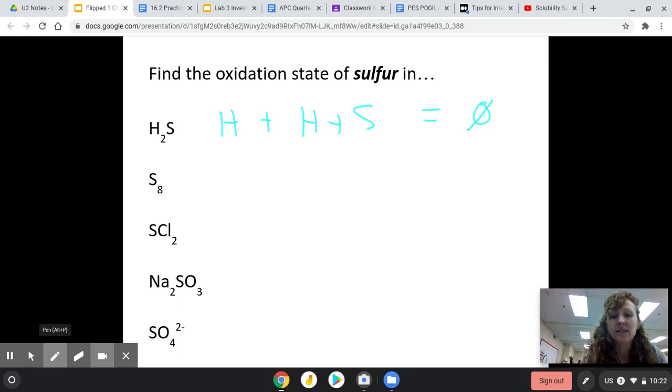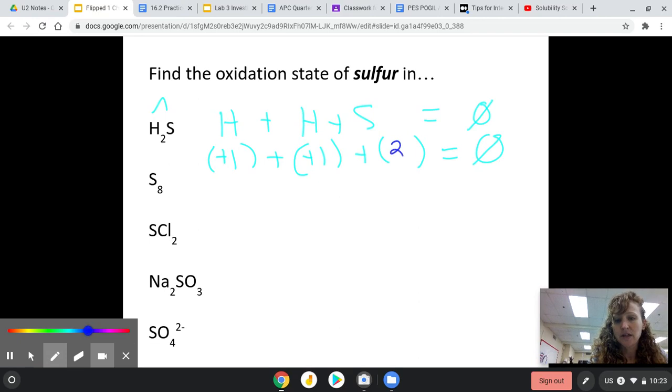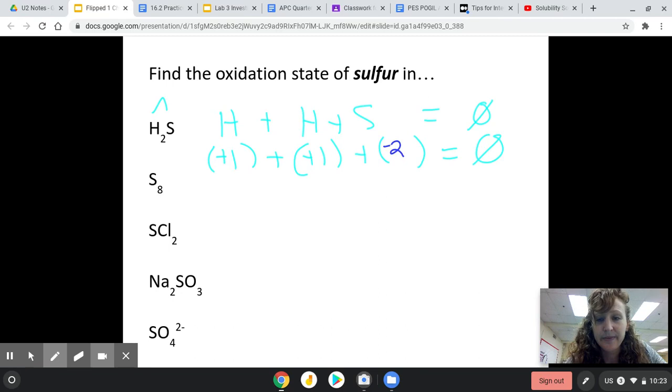Okay, so let's look at these. Between hydrogen and sulfur, hydrogen's by far the more common ion. Now, hydrogen is not with a metal in this case, it's with a nonmetal, so hydrogen's going to have a charge of +1. Well, we don't know what sulfur is, but we do know the whole thing has to add to zero. So we can use our high quality algebra skills and solve for sulfur. And in this case, sulfur is going to be a -2. And that's the oxidation state of sulfur in this compound.